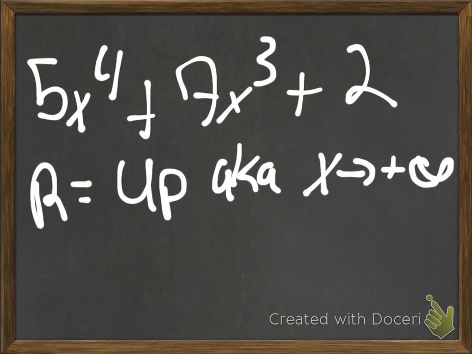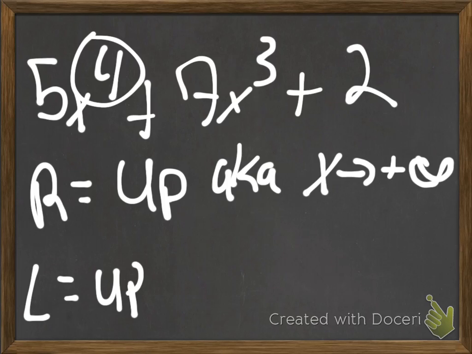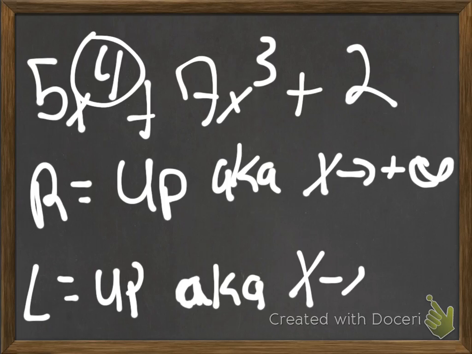The left side of the graph would go up also, since the exponent is even, and that would be x goes to positive infinity. Now let's change the equation up.